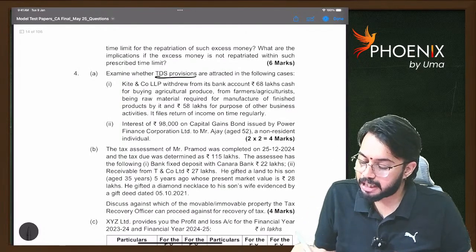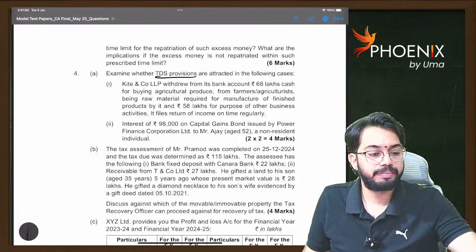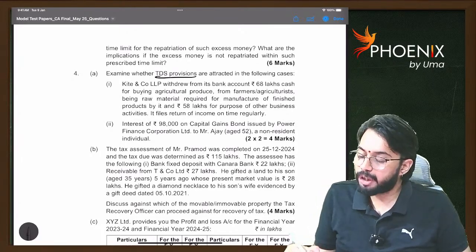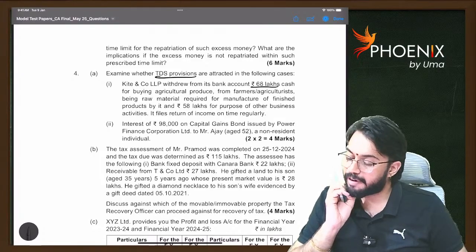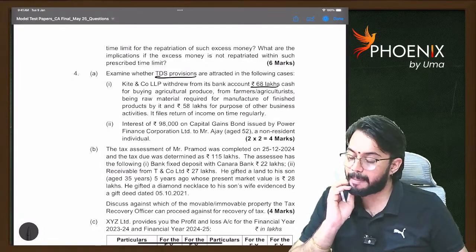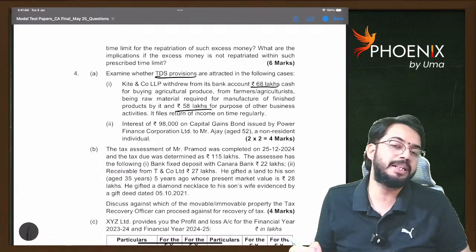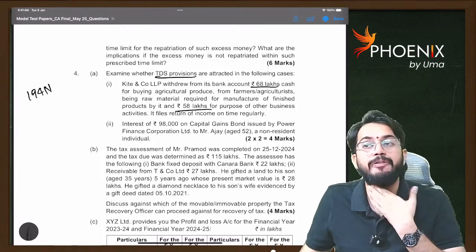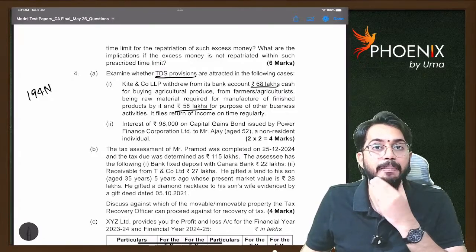Examine whether TDS provisions are attracted in the following case. Am I audible? Hello. Kite and Co. LLP withdrew from its bank 68 lakhs in cash for buying agricultural produce from farmers, agricultural produce being raw material required for manufacture of finished products, and 58 lakhs for other business purposes. There is one section, section 194N. As per 194N, if you withdraw more than 1 crore rupees, then TDS will be deducted by bank.